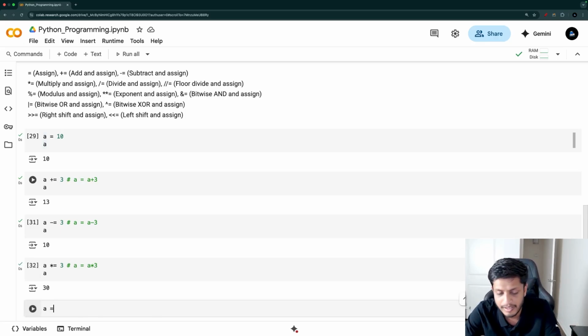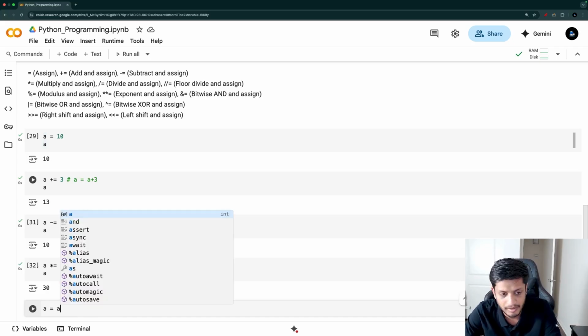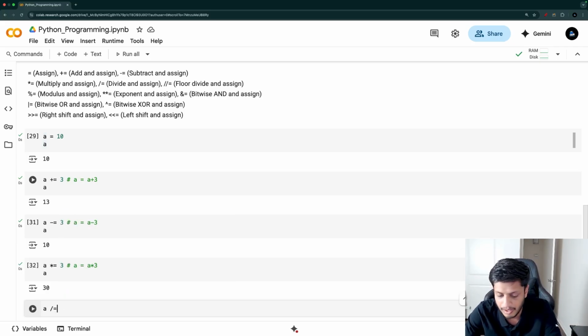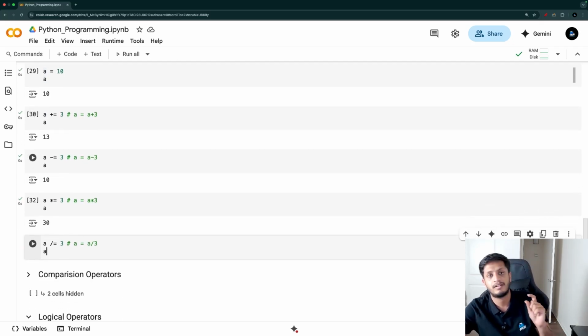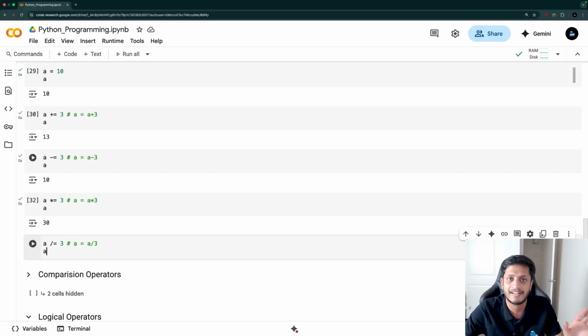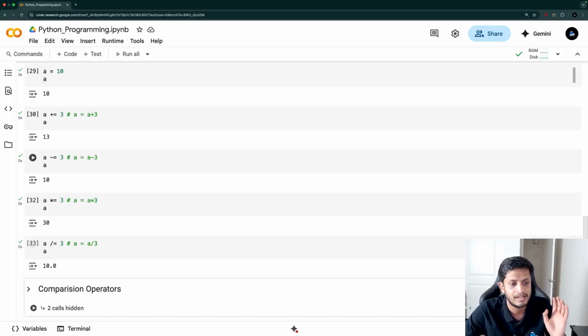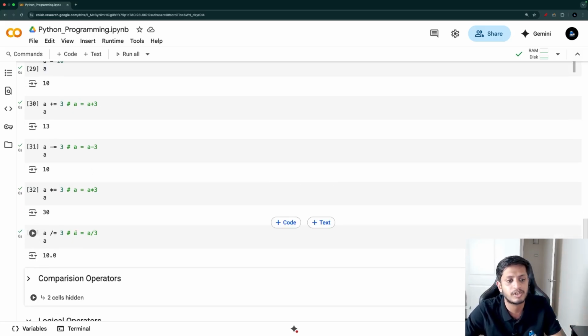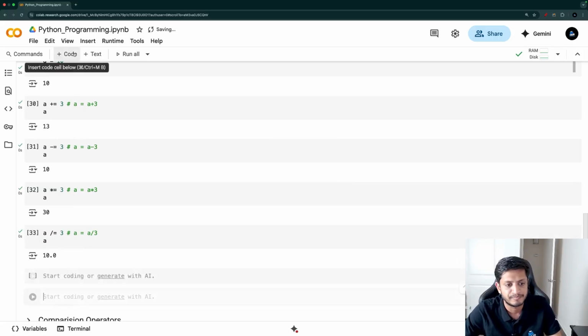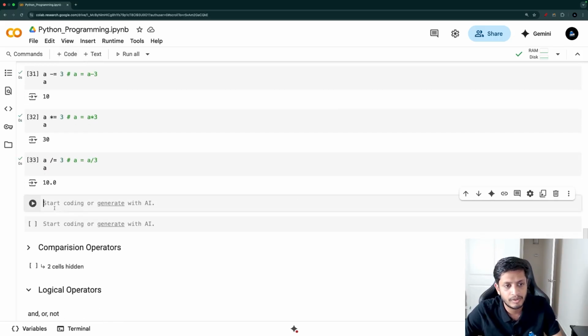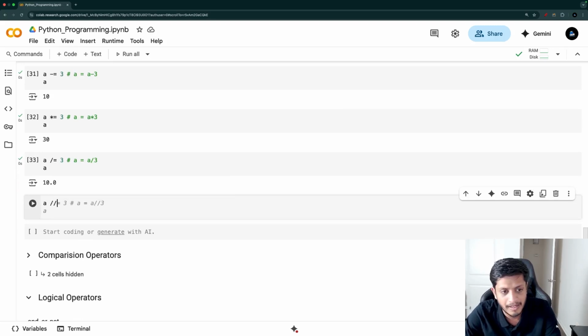Now if you do a by equal to 3, it is like saying a is equal to a by 3, which is not floor division, which is the exact division. So you'll get the answer in decimal places. So now the answer will become 10.0 because a was 30 and you divided it by 3, so you'll get 10.0.